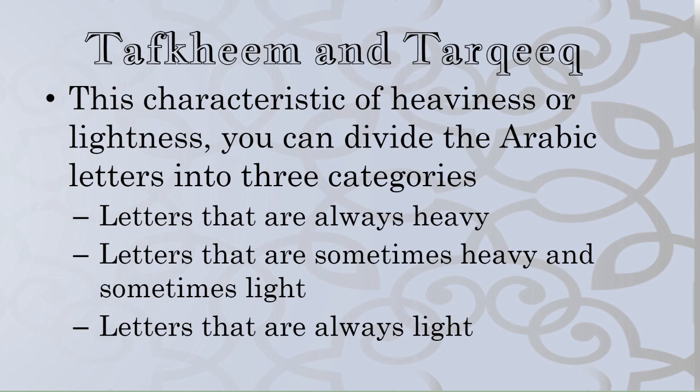So, on to the details of Tafkhim and Tarqiq. This characteristic of Tafkhim or Tarqiq, meaning making heavy or making light, divides the Arabic letters into three categories. If a letter is always pronounced heavy, that's in the first category. If a letter is sometimes pronounced heavy and sometimes pronounced light, and those conditions we're going to talk about today, it's in the second category. And those letters that are always light are in the third category. So there are some letters that are always pronounced heavy, some letters that are conditionally pronounced heavy or light, and some letters that are always pronounced light. And those are the three categories of letters. And we're going to talk about those today.